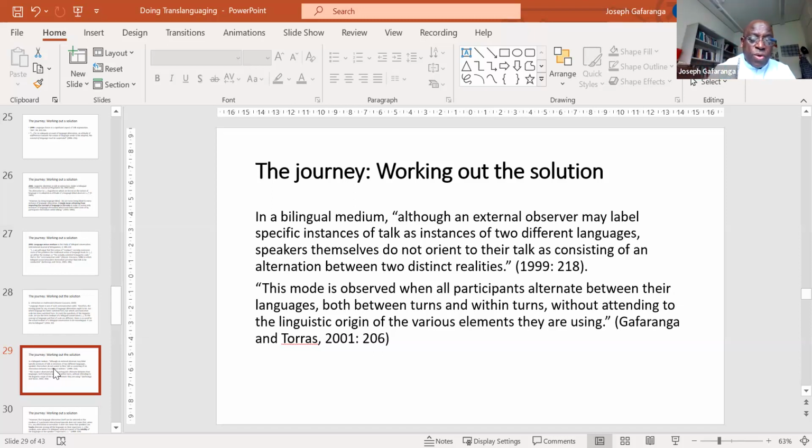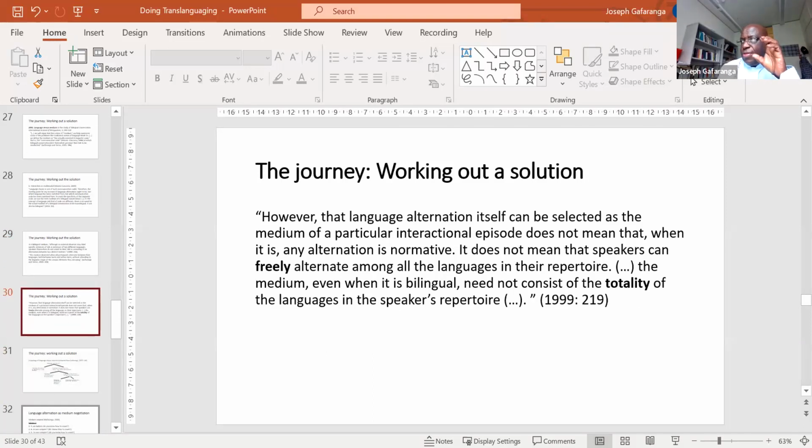Clearly here, we are in the domain of what was later referred to as translanguaging, because in this mode, in the bilingual medium, there is no orientation to language boundaries, to the difference between I'm using this language and then that language. The languages are being used freely, to use the term that translanguaging theory adopts.